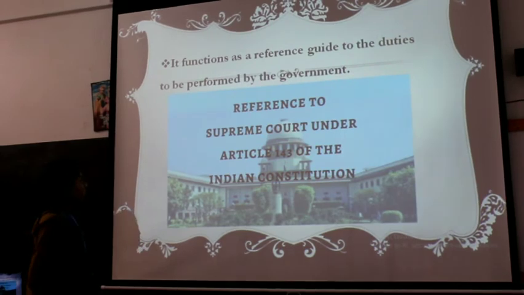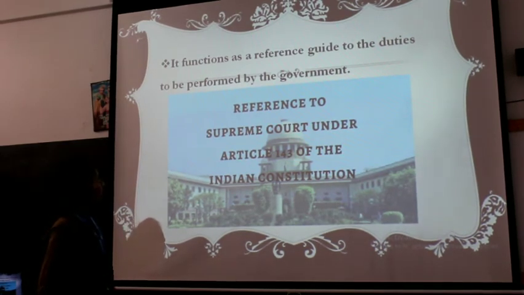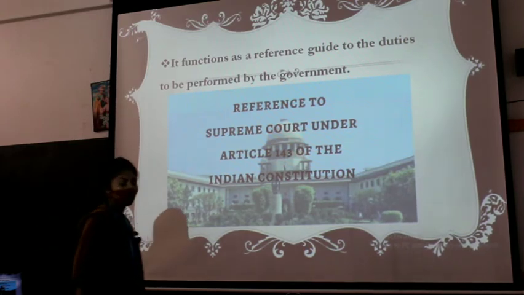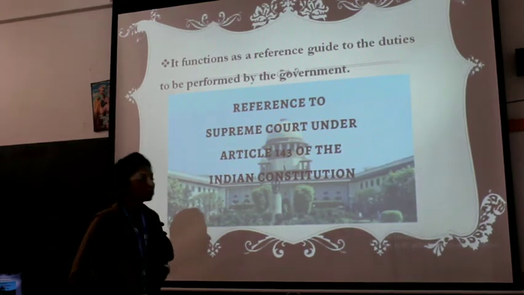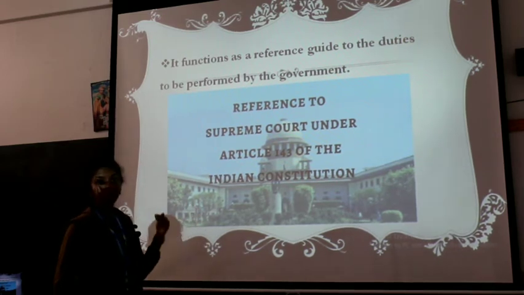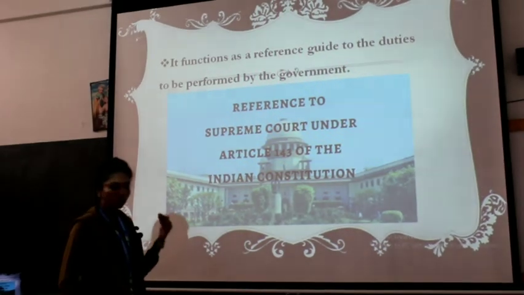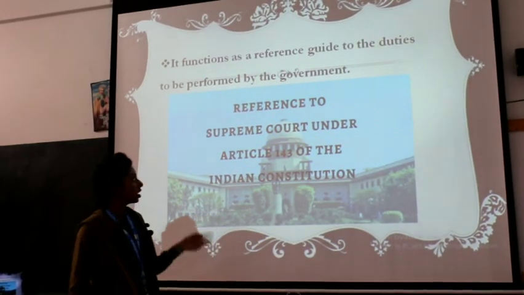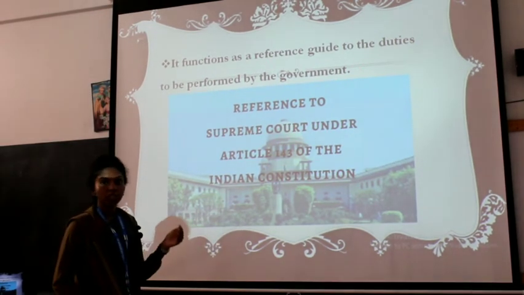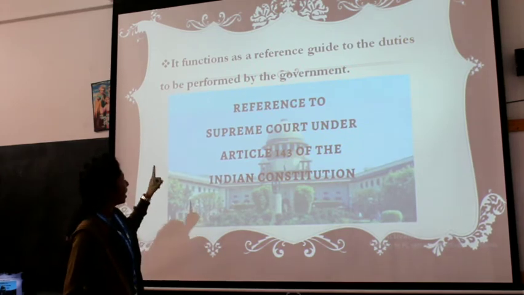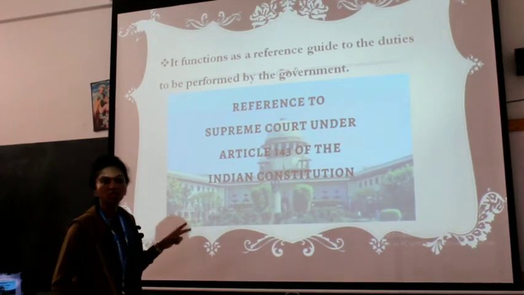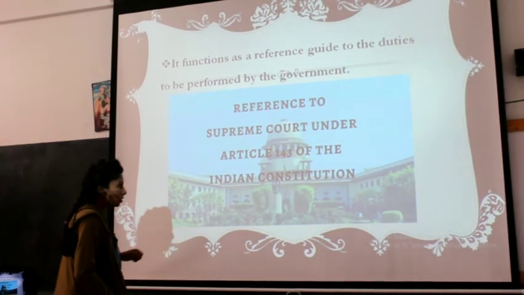Second important point is it functions as a reference guide to the duties to be performed by the government. As I said, constitution is like a guide. It is like a reference guide to the government. If the government needs any reference in certain laws or certain duties or certain regulations, it goes and looks into the constitution. It looks into the different laws, duties, amendments, acts and everything. So it acts as a reference guide to the government's duties. This is the second most important point.